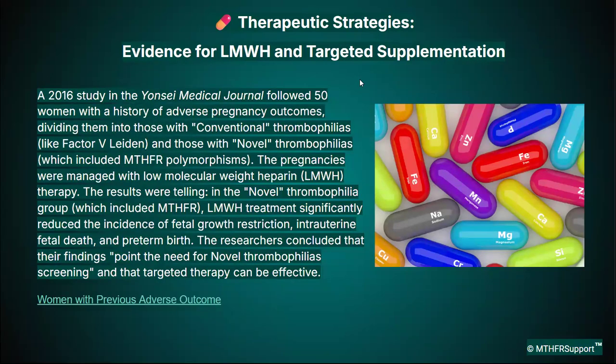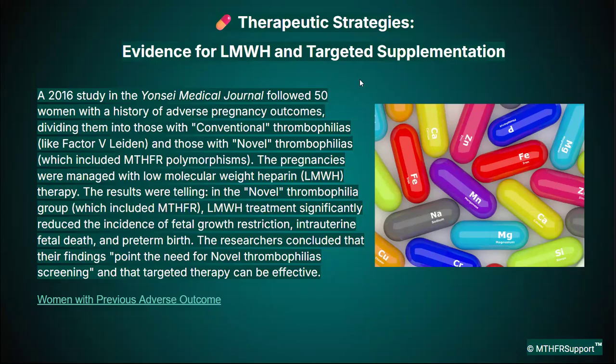A 2016 study in the Yonsei Medical Journal followed 50 women with a history of adverse pregnancy outcomes, dividing them into those with conventional thrombophilias, like factor V Leiden, and those with novel thrombophilias, which included MTHFR polymorphisms. The pregnancies were managed with low molecular weight heparin therapy.